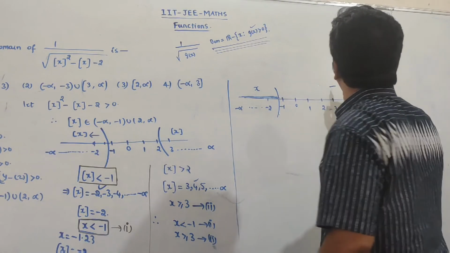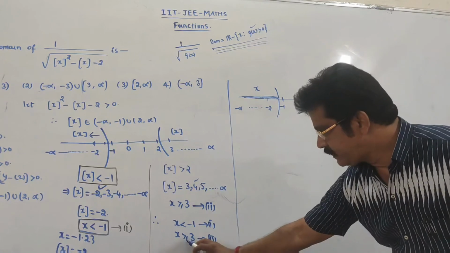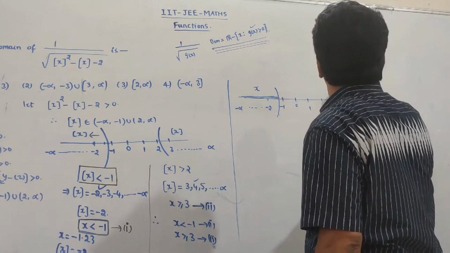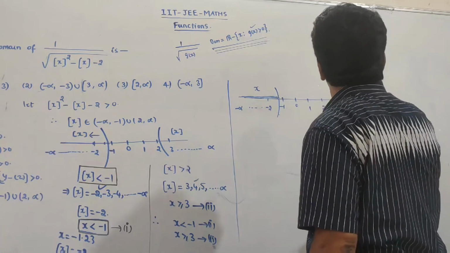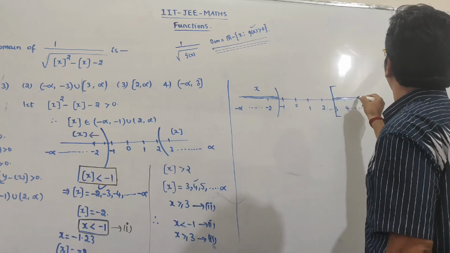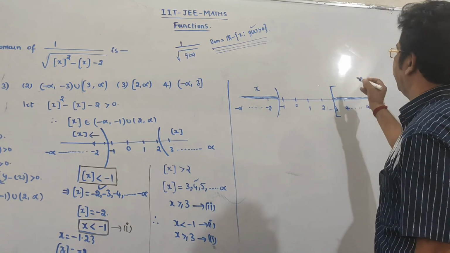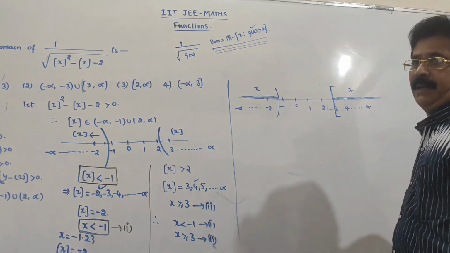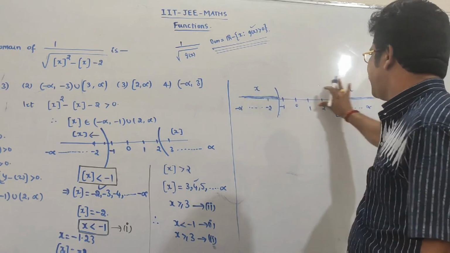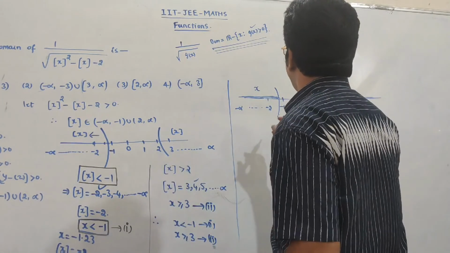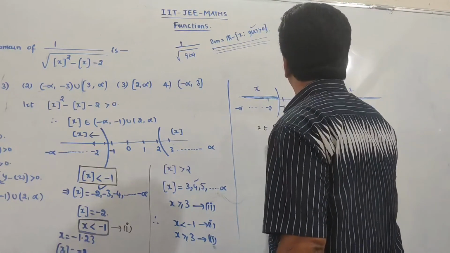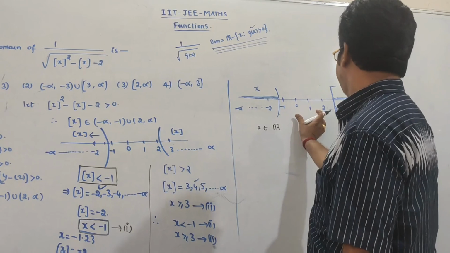Greater than or equal to 3 means here we are taking x equal to 3 also. So in the solution 3 is included, that's why included means we are taking the closed interval. Greater than 3 means this area up to infinity. So it is also x. Means x is everywhere on the real line. Therefore, x belongs to any real number, but except this area.